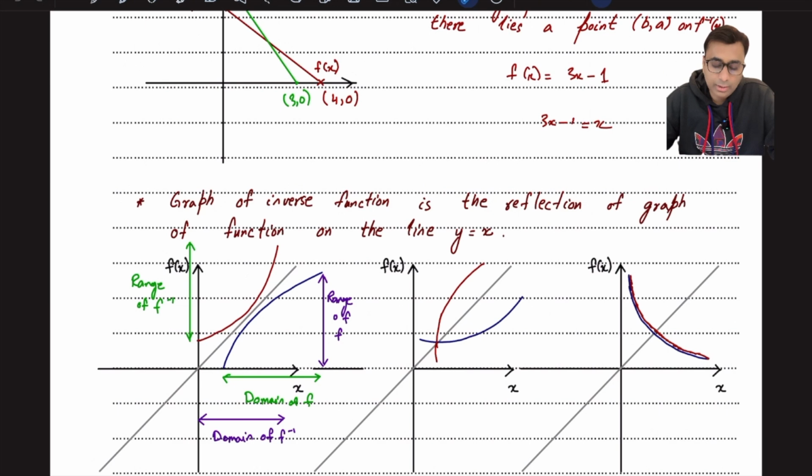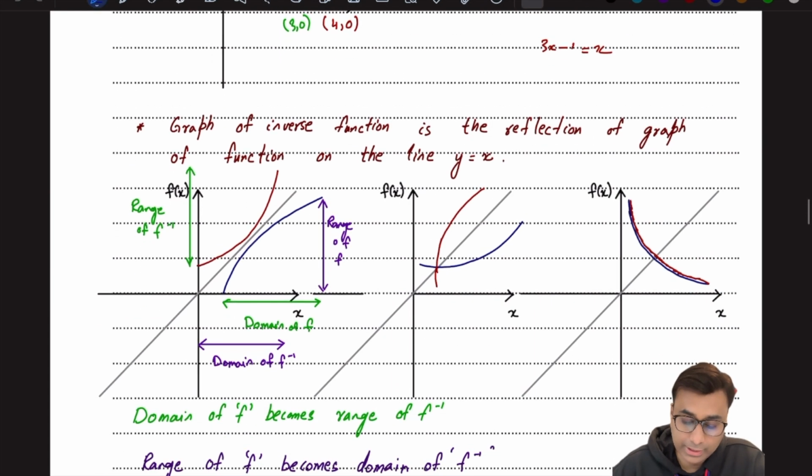Similarly, if you see that the graph of a particular function is exactly symmetric about the line y = x, so that means its part below the line is similar to the part above the line. In that case, you know that after reflection it's going to remain the same. So that means that the graph of the function would be same as the graph of the inverse function. And of course, the function will remain same as well. An example of that would be that if you have the original function as 1 over x, and if you follow the basic steps of finding the inverse function, you will find out that the inverse function also comes out to be 1 over x.